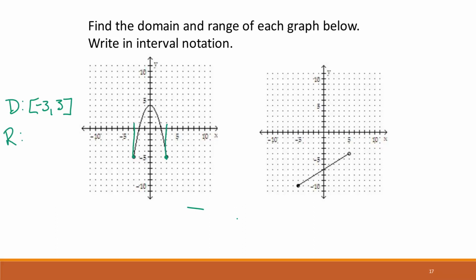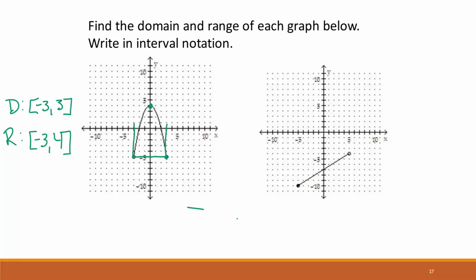For our range in this case, we're going from bottom to top. So we're looking here at negative 3. We do have closed points at negative 3, so we're going from negative 3 to our graph has a maximum at positive 4, and that point is included because that's a solid line there. So we are going to use a bracket.